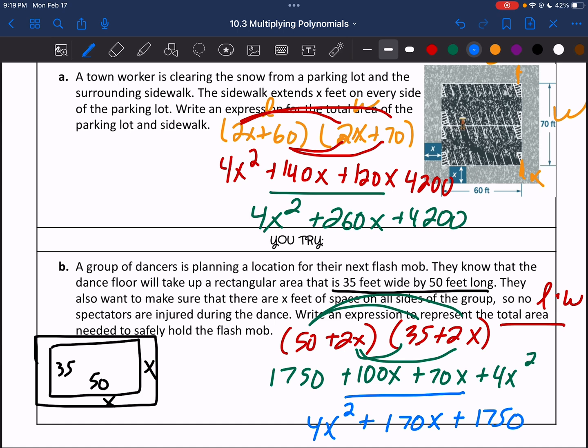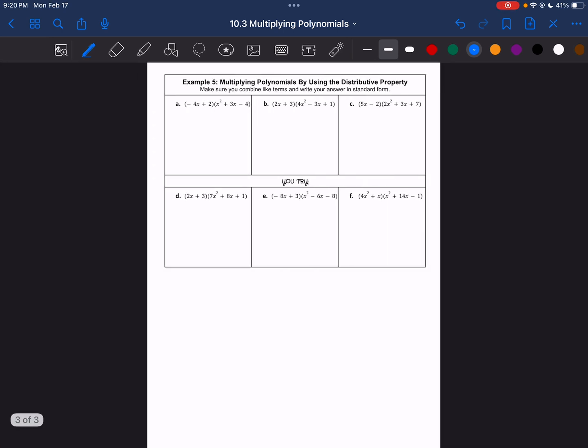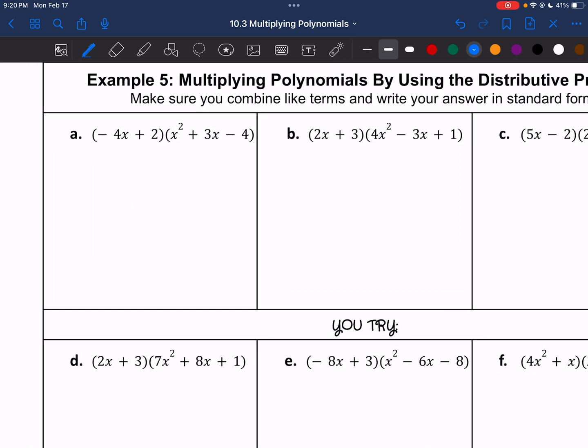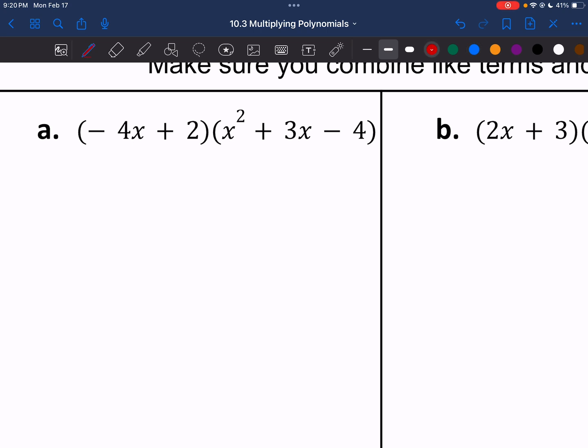So if it's already in standard form, then you don't have to think about doing that extra step at the end. All right, let's take a look at our last section of our notes, which is multiplying polynomials by using the distributive property. So we're going to make sure you combine like terms first of all, and write your answer in standard form. That is the expectation. So now we're multiplying a binomial by a trinomial. And we're going to just do this using distributive property.